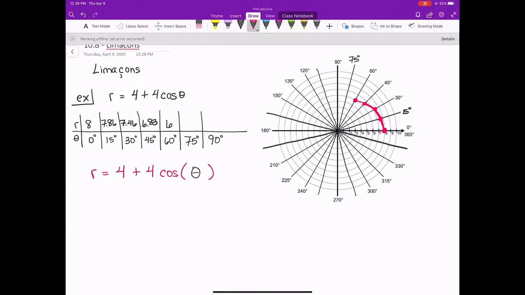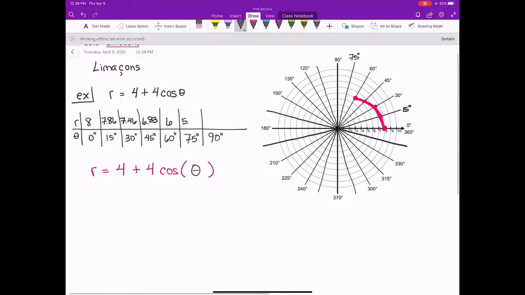Just there. Okay, again, I'm trying to make these nice and smooth and curvy, but easier said than done sometimes. Alrighty, 75 degrees. We don't know that one without a calculator, so cosine 75 times 4 plus 4 is about 5 point something. 5.04.